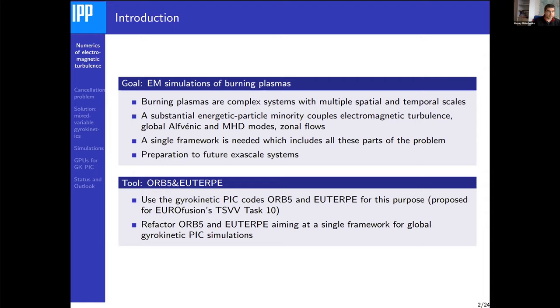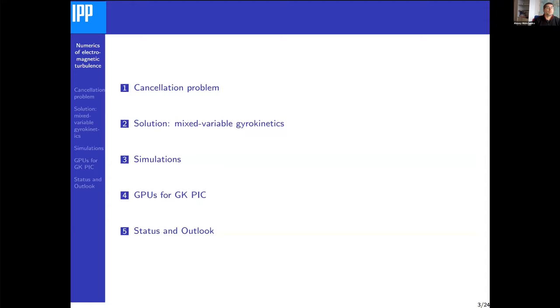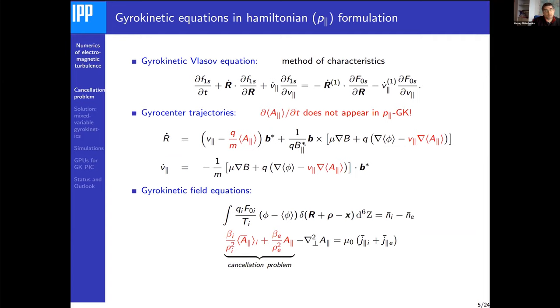In this talk, I will first describe some peculiarities of electromagnetic simulation, the so-called cancellation problem. Then a solution of this problem using mixed variable gyrokinetics. And then I will show some simulations, address GPU enabling aspects, and give some outlook. So, the cancellation problem is well known in the gyrokinetic simulation community. It has prohibited big global electromagnetic gyrokinetic simulations for a while.